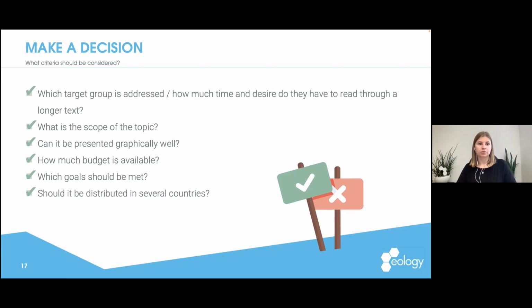Also, you have to keep your budget in mind. You have to keep your goals in mind. What goals do you want to reach with your campaign? And should it be distributed in several countries? So is translation necessary? An ebook can be translated more easily than maybe a tool where the programming also has to be translated. So that's all you have to check, and just check those points to find your individual content type which fits perfectly for your campaign.